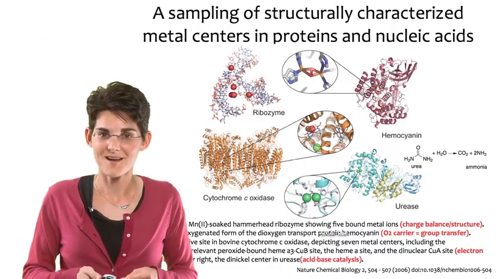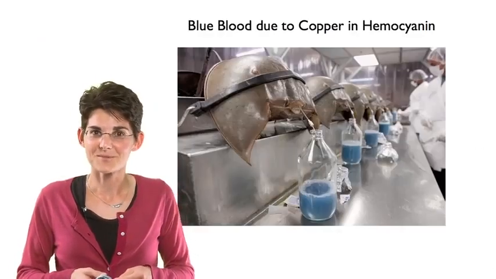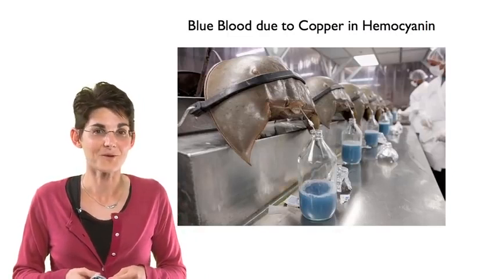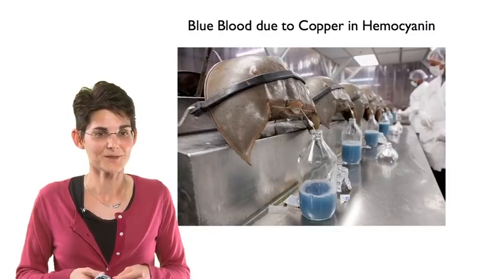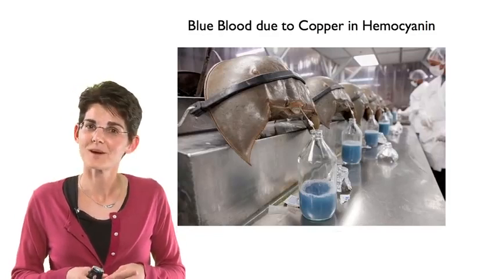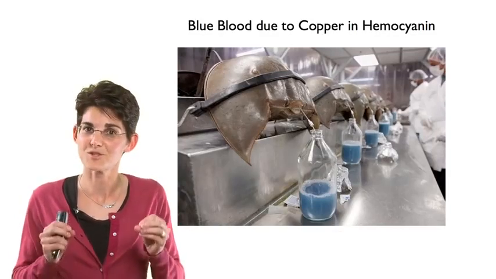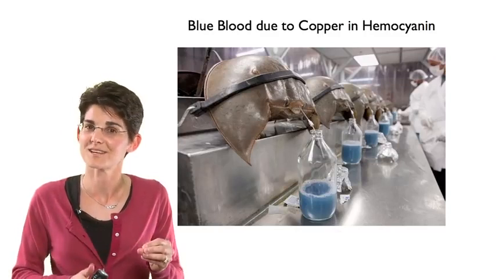So what are arthropods? Here's one example, and these are horseshoe crabs, very old organisms, and they don't have red blood like you and I have from hemoglobin. They have blue blood, and the blue blood comes from that hemocyanin protein with the two coppers that binds oxygen and gives a really nice blue color.